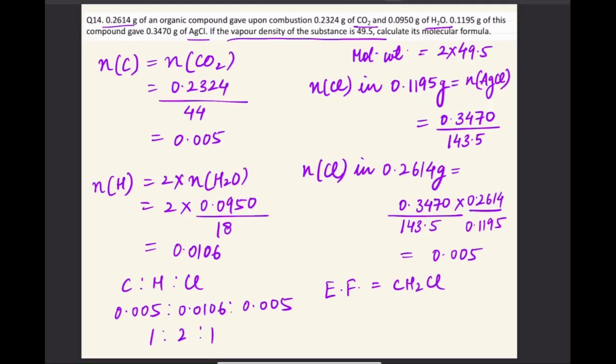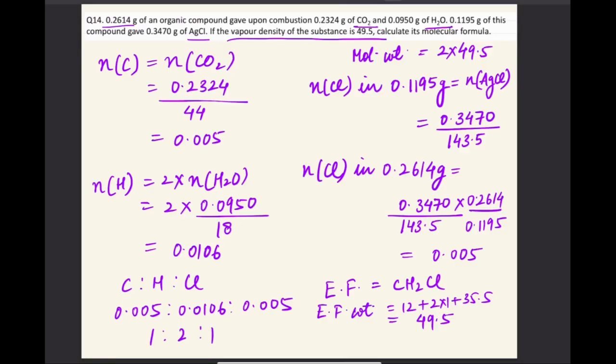CH2Cl, and empirical formula weight will be equal to, weight of carbon is 12, weight of 2 atoms of hydrogen will be equal to 2 into 1, that is 2, plus atomic weight of chlorine is 35.5, and this is equal to 49.5. This is the empirical formula weight.